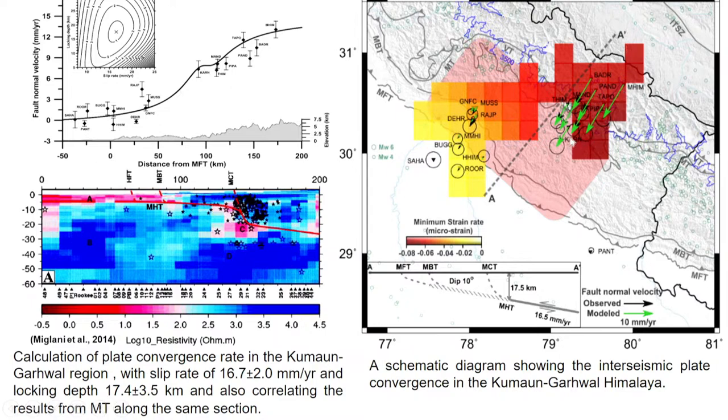And you can see the model data. You can see the observed and model data. After this modeling, we have observed that the locking depth is 17.5 kilometer, which is nearby this region. And here the movement is almost in a particular zone, and the slip rate is 16.5 to 16.7 millimeter per year.